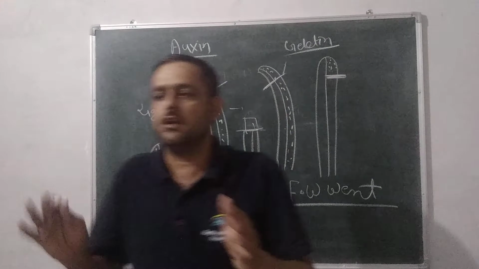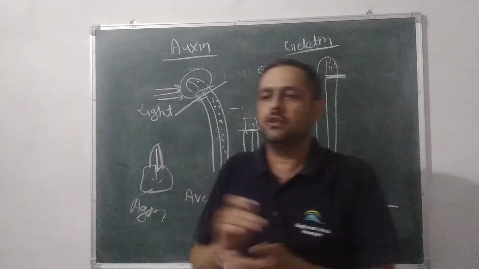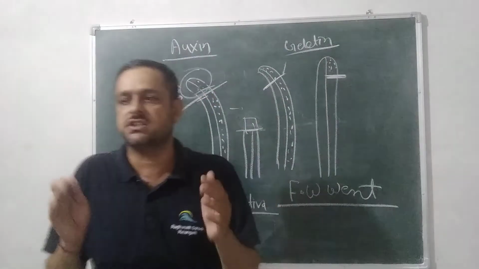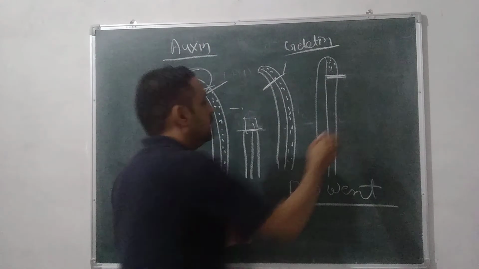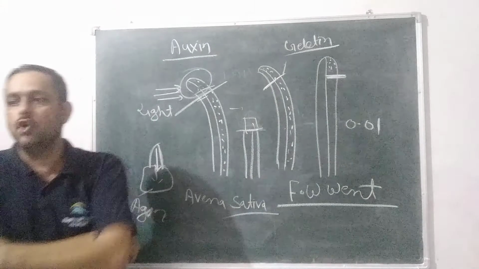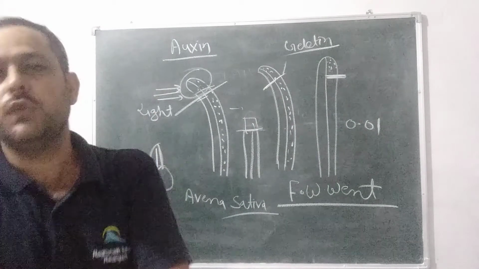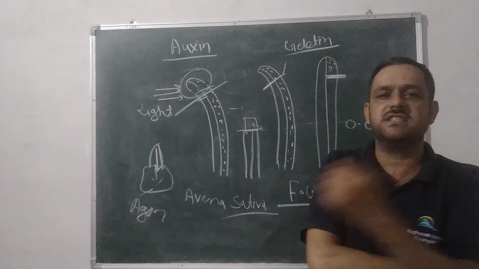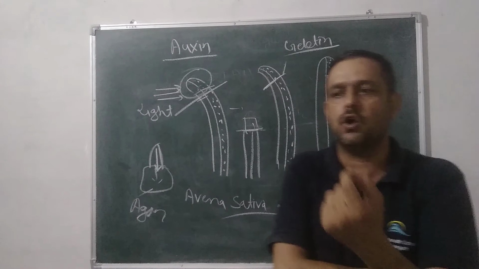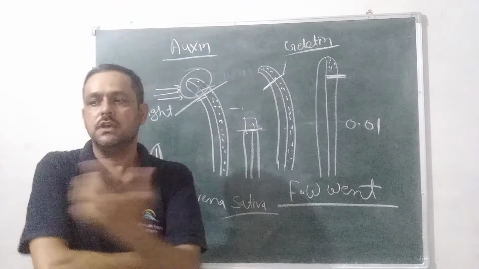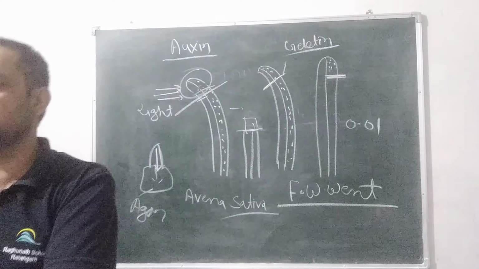Means the definition of auxin: those organic substances which promote the elongation of the stem in less than 0.01 molar concentration. Means the chemical nature of auxin.